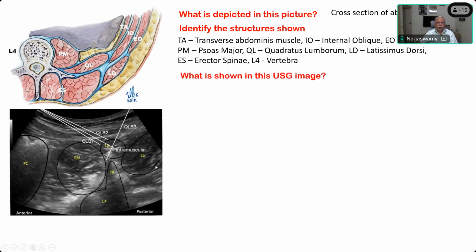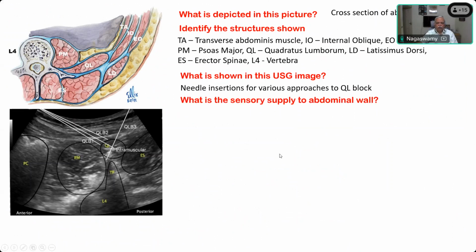So what is shown in this ultrasound image? Quadratus lumborum block, sir. Ultrasound guided quadratus lumborum block. With the ultrasound landmarks, there are so many needles coming, intramuscular, by different approaches. Yes, needle insertion for various approaches to quadratus lumborum block. What is the sensory supply of the abdominal wall?